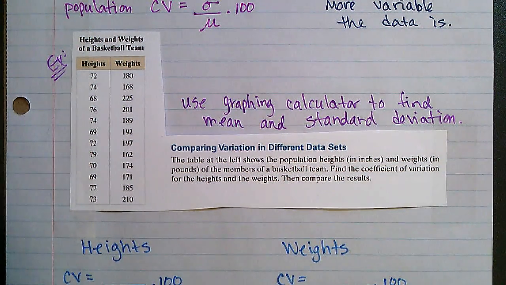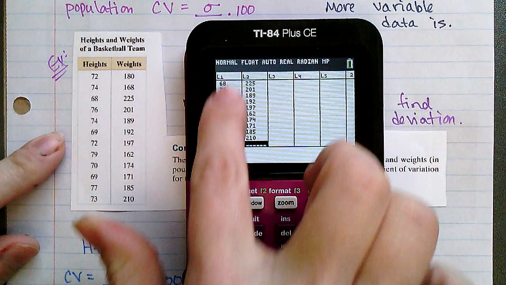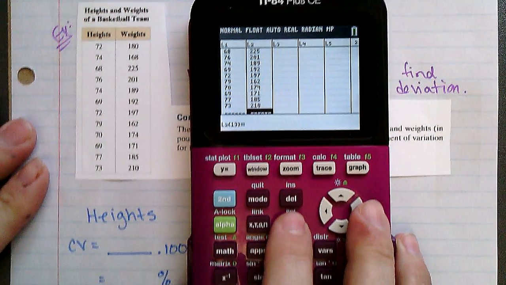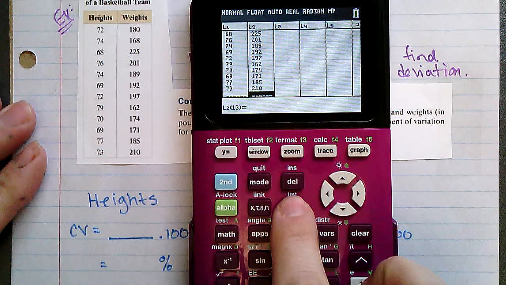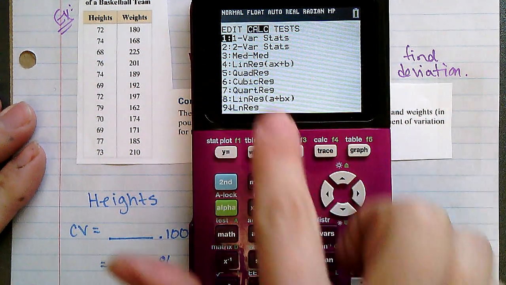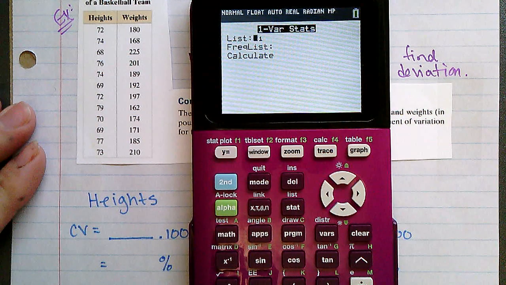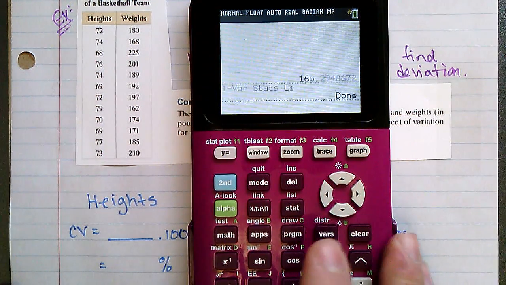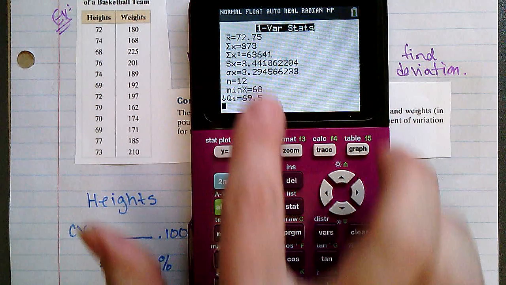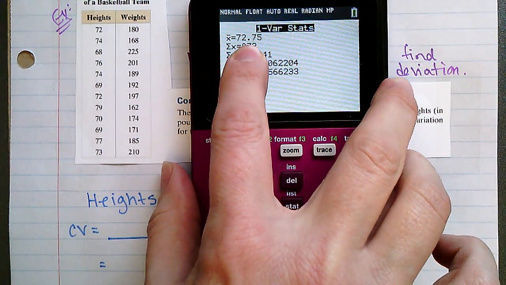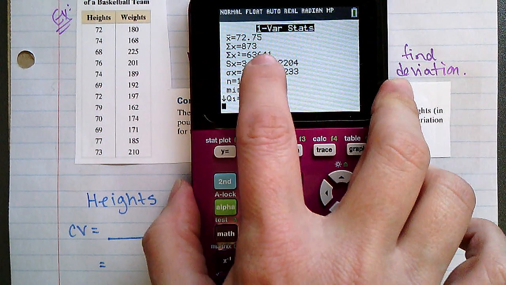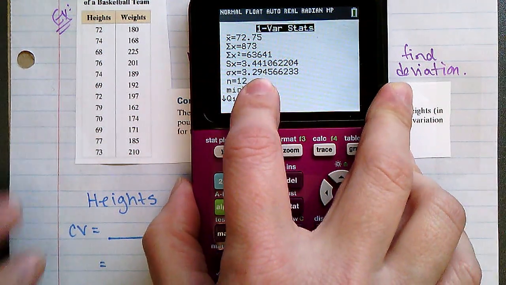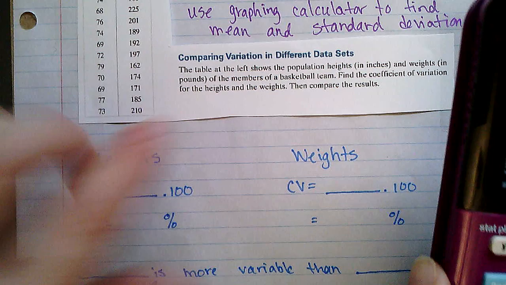Okay, so I have my data in L1 and L2. And in order to figure out the mean and standard deviation, we will go to stat and then calculate. And we want one variable statistics using L1. We don't have a frequency list, so then we go to calculate. And it's telling us that the mean is 72.75. And then remember, we'll have two values for our standard deviation. One is for sample, one is for population. Since this is population, we're going to be using sigma.